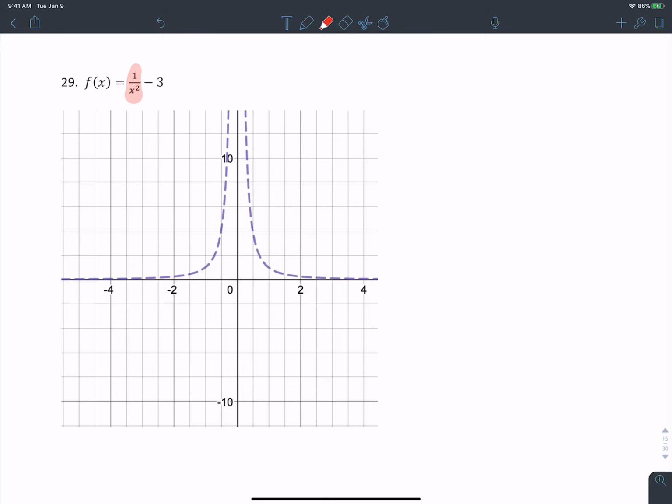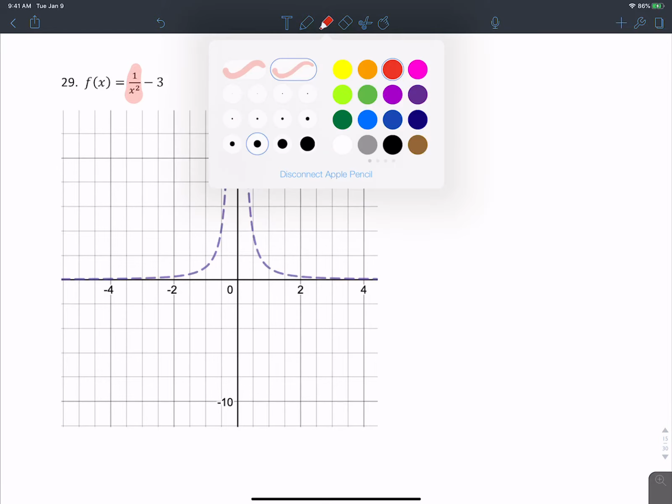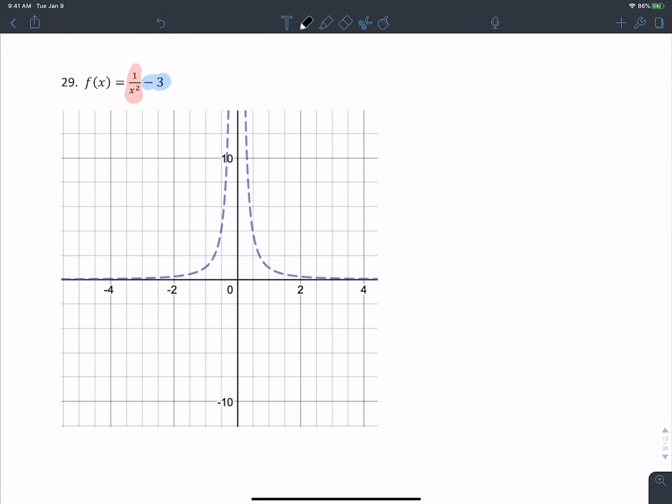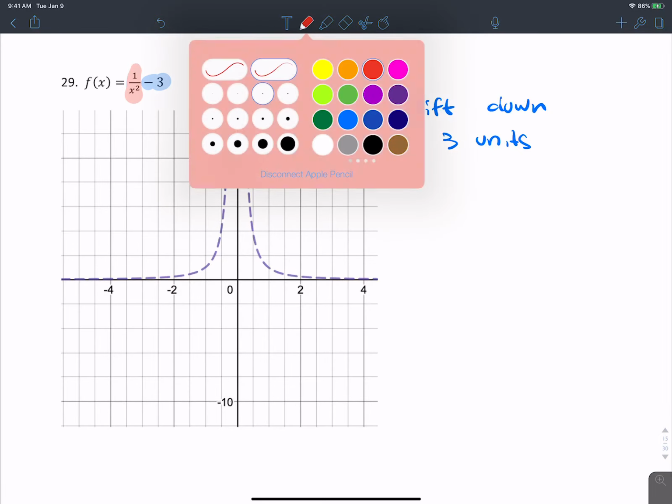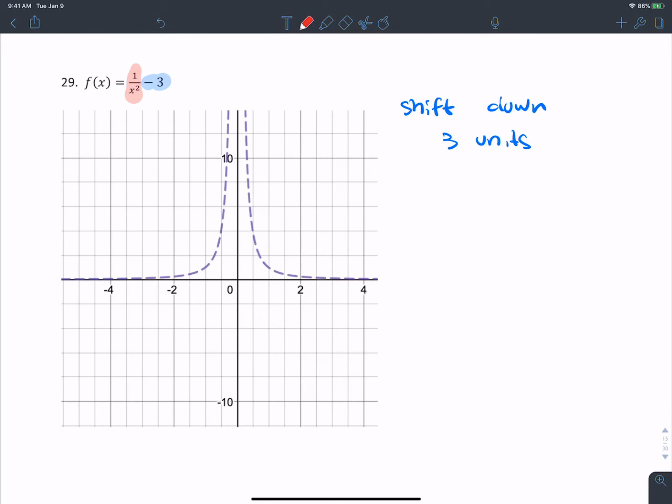We have 1 over x squared. But this time, there's a minus 3. So that means we have to shift down 3 units. So we're going to shift this volcano down 3 units. So I recommend shift your x-axis down 3 units. And so if this is 1, this is 2, this will be 3.